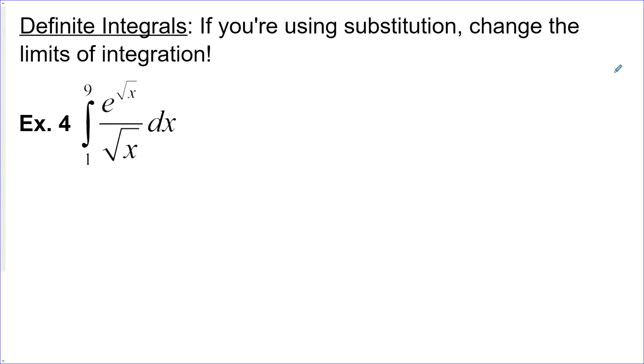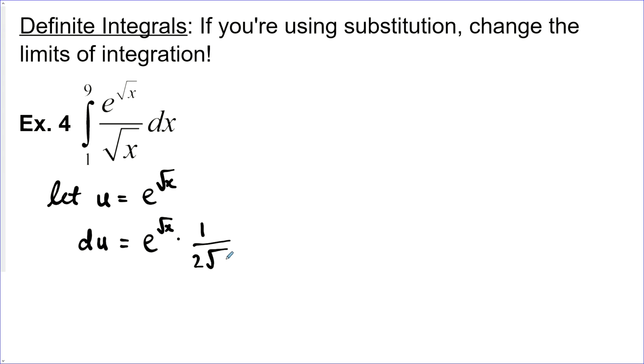Now we have to be careful when we're doing definite integrals and we use substitution. So let's let u be e to the power of root x, and that's because when we take the derivative, we get this other term here. So e to the power of root x times the derivative of this, which is 1 over 2 root x, and there's a dx at the end of this.